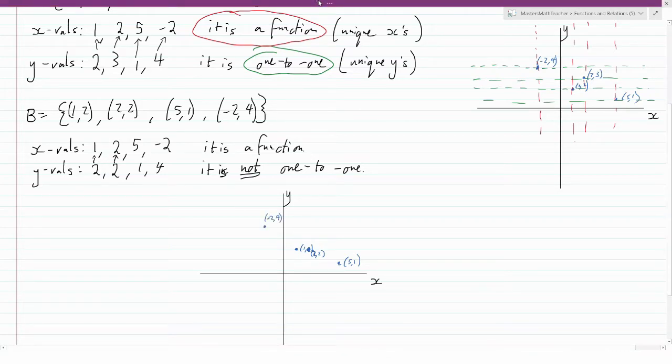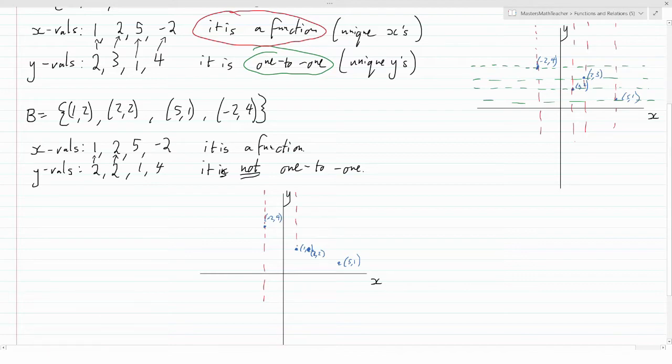So if I pull up my red, again, it's fine, right? We're drawing the lines, and we're only hitting one point each time. So it's definitely a function.